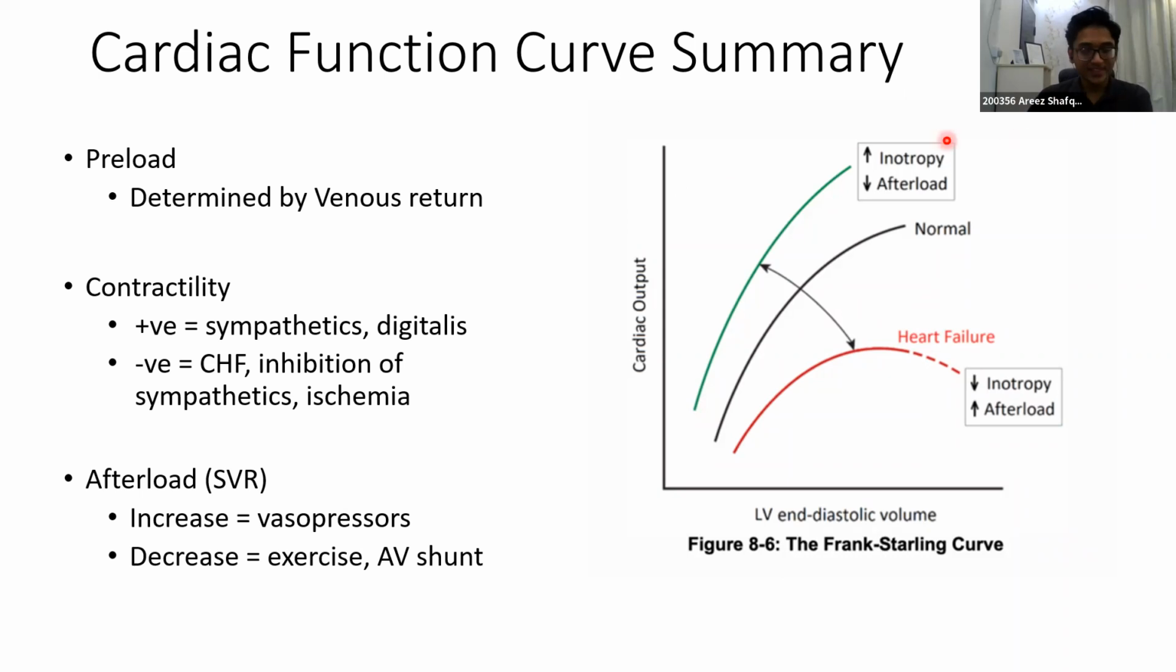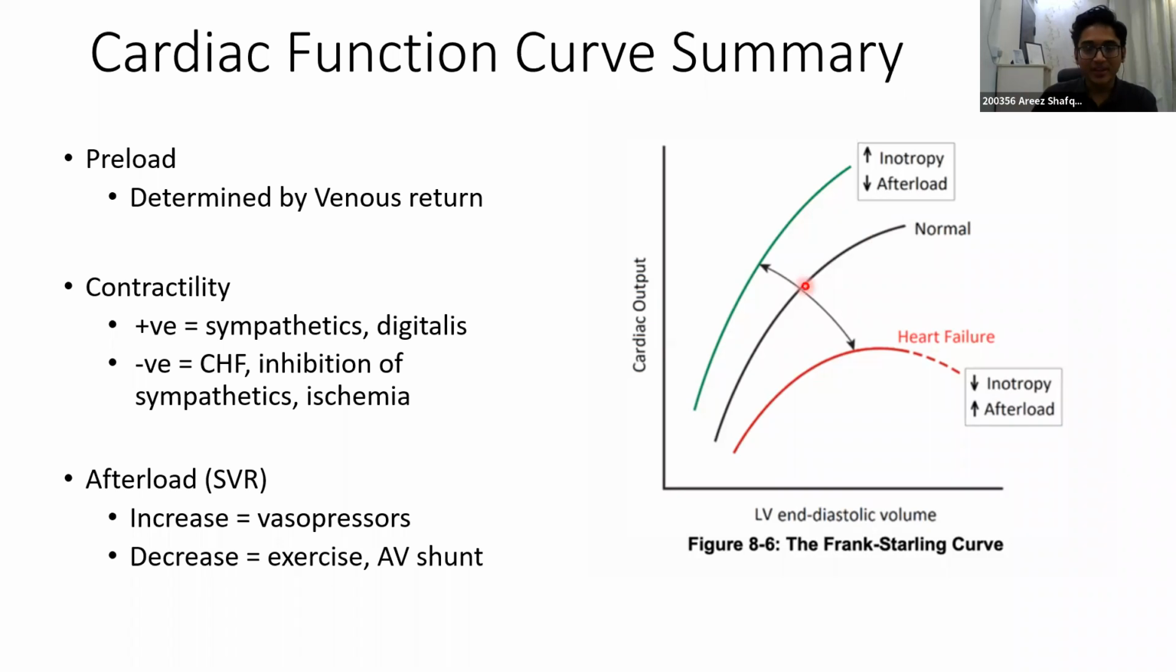So you basically just need to know how this curve changes. Okay. I saw your guys' slide. It was a lot of detail. You don't need that much detail. You just need to know that when I'm moving on this curve, I'm following Frank-Starling by altering preload. What alters preload? Venous return.